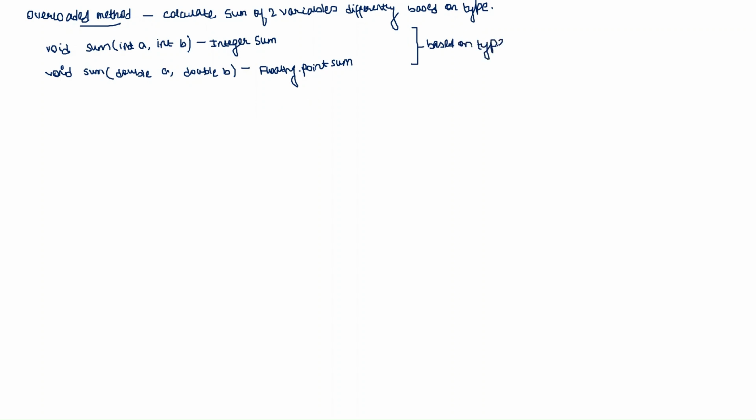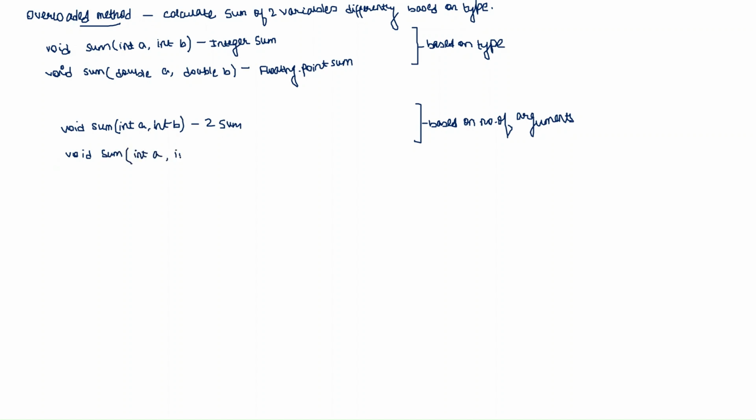Now let us learn about how you'll do it based on the number of arguments. Let's say that we omit the floating point sum at this point, and we have a void sum that adds two integer numbers, int a and int b. That is two sum. It's just for adding two integer variables, and then I have another sum method with three integer parameters, three sum.